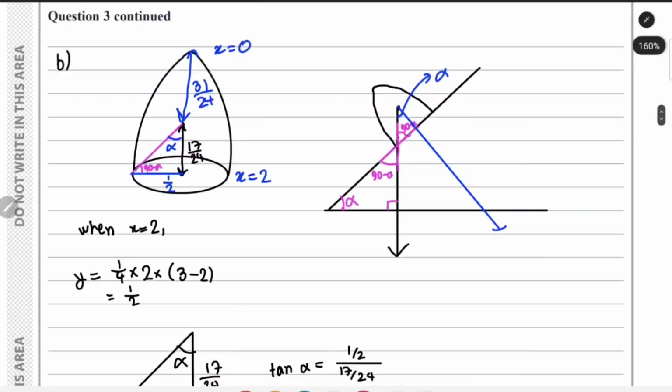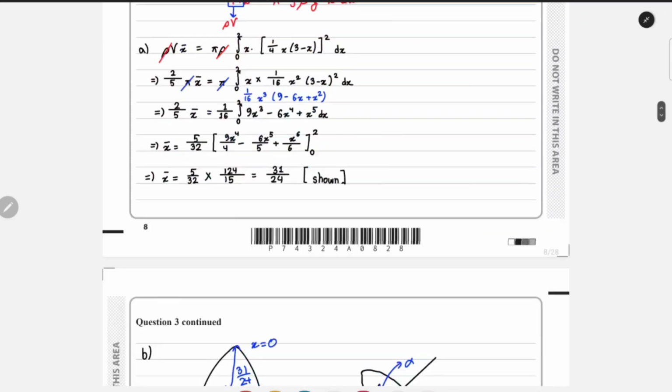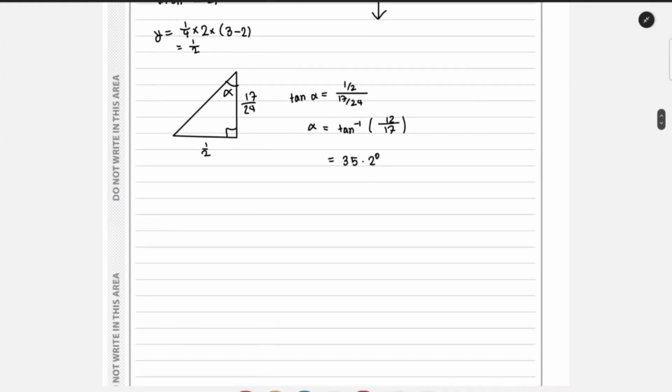So tan inverse of 12/17 would be 35.2 degrees. Do we have any conditions? No, we don't have any conditions like to the nearest degree or 1 decimal place, so I'll just keep it in 3 significant figures. So that's it for question number 3.